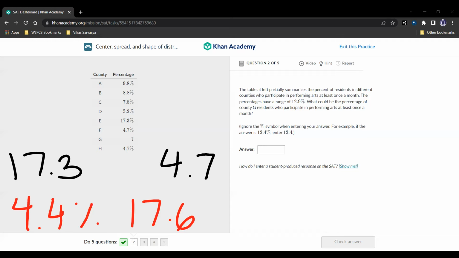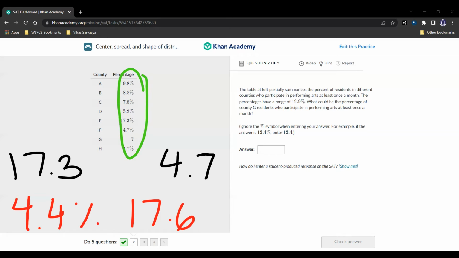So it has to be one of these two. Now, which one of these could it be? Let's add up the rest of these numbers right here and see what we can get. So we get 9.8 plus 8.8 plus 7.8 plus 5.2 plus 17.3 plus 4.7 plus 4.7. And that's going to be 58.3. So that doesn't really tell us anything.